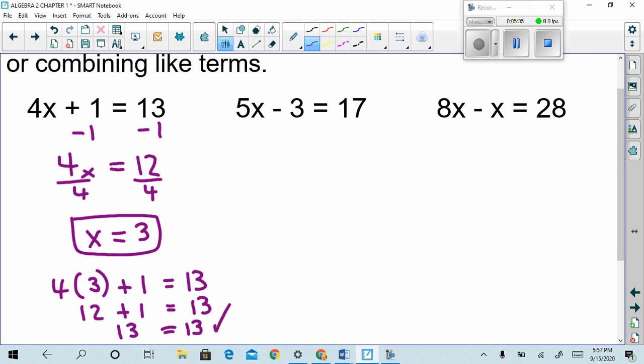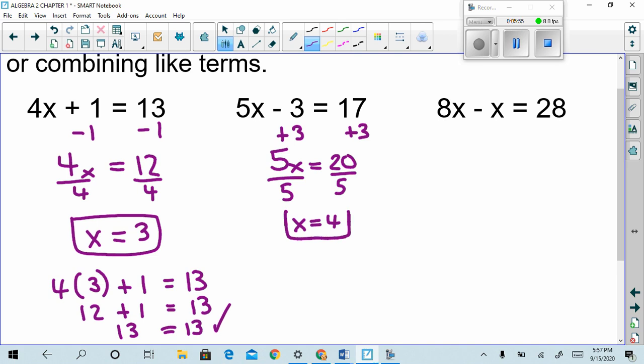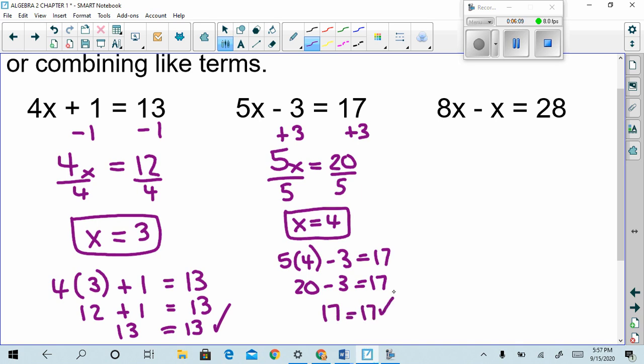Second problem. Add 3 to both sides. 5x is equal to 20. Let's divide by 5. And x is equal to 4. Is that the right solution? Well, 5 times 4 minus 3. 20 minus 3. Subtract, and I see the two sides are equal.